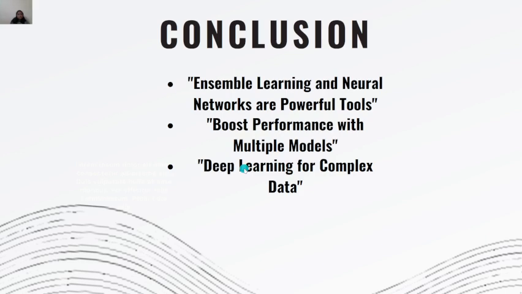So, conclusion. To summarize, ensemble learning and neural networks are powerful techniques that can help you build more accurate and robust models. Ensemble learning improves performance by combining multiple models, and techniques like random forest and gradient boosting are widely used. Neural networks, on the other hand, are ideal for complex tasks, especially when dealing with large datasets and high-dimensional data.